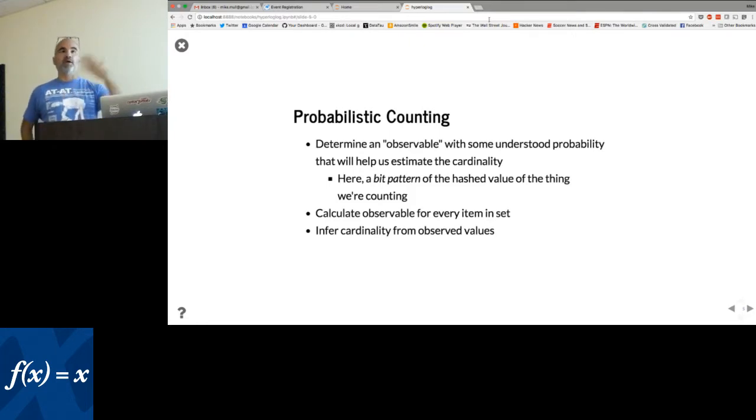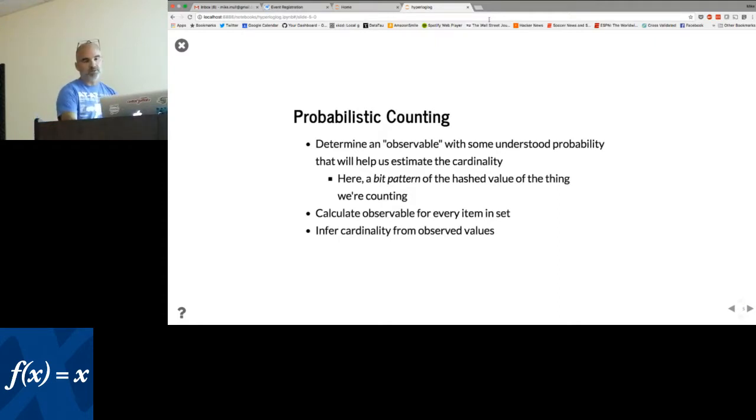So basically what you have to do is go through every element in your set and do this process to find the observable thing. In this case, you take a hash value of every element and you look for a particular bit pattern. And then once you've got all these hashes that you've calculated on the data items, you can use that in some way to infer the cardinality of the set.